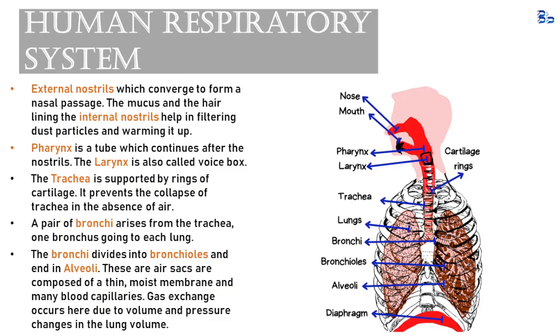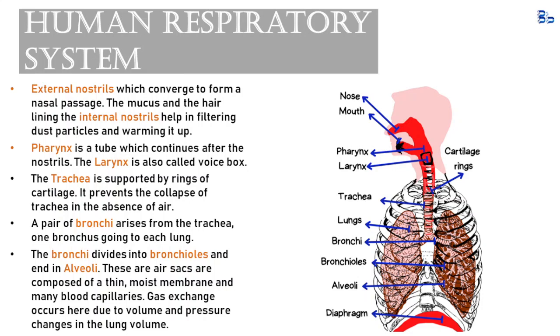The larynx will then continue on to a long tube-like structure called the trachea, which is supported by rings of cartilage. The purpose of these rings of cartilage is to make sure that the trachea remains upright and doesn't collapse when there is no air. Sometimes we take pauses while breathing, and there is no air in the trachea, so it must not collapse. So it is supported by the cartilaginous ring-like structures.